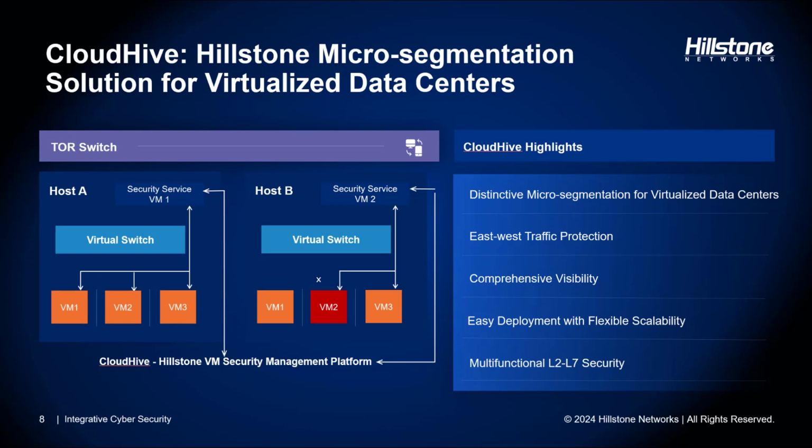In addition to its micro-segmentation capabilities, CloudHive delivers multifunctional layer 2 to layer 7 cybersecurity, encompassing a comprehensive suite of security features to protect against a wide range of threats, from intrusion prevention system to application control and beyond. CloudHive offers a holistic security solution that addresses the diverse security challenges faced by modern data center environments.